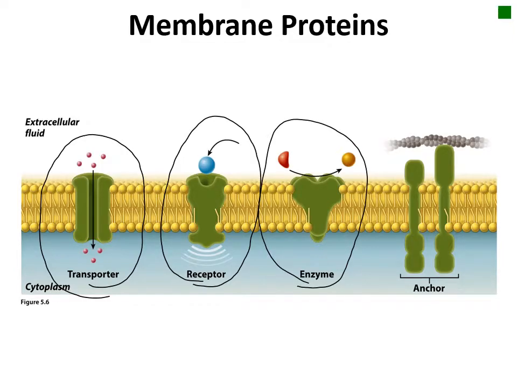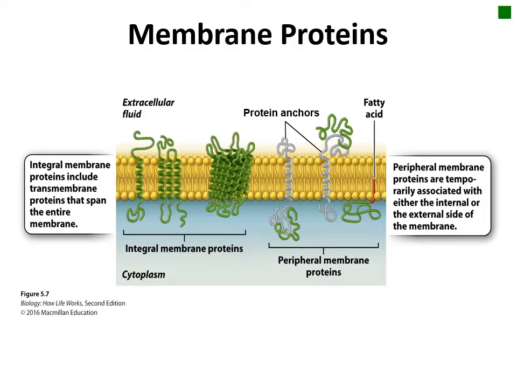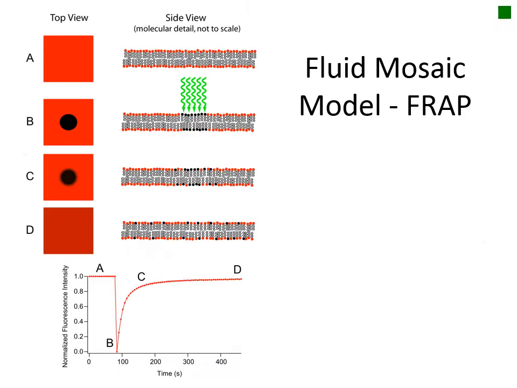Enzymes are able to catalyze chemical reactions, or anchor proteins, which attach to other proteins of the extracellular matrix or other cells to maintain cell shape and structure. Membrane proteins are classified into two types depending on how they are associated with the membrane: integral membrane proteins or peripheral membrane proteins. Integral membrane proteins are permanently associated with cell membranes and cannot be separated from the membrane without destroying it, while peripheral membrane proteins are temporarily associated with the cell membrane through weak, non-covalent interactions.